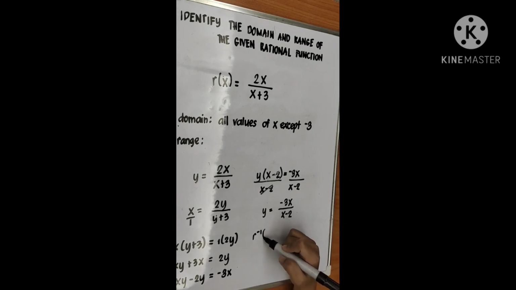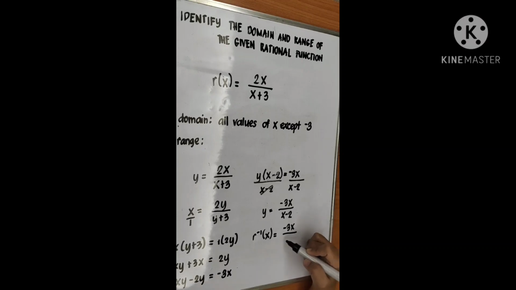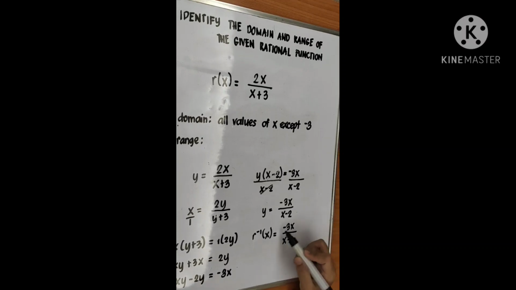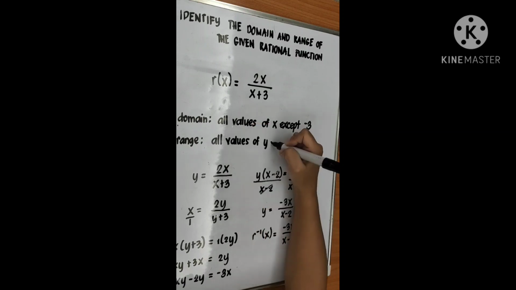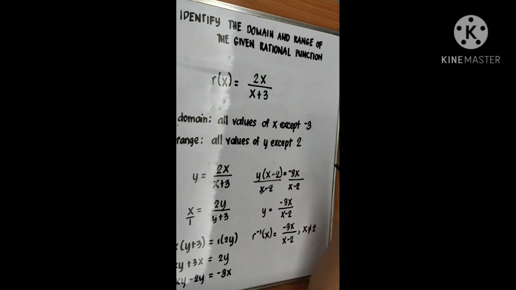r to the negative 1 of x is equal to negative 3x all over (x minus 2). So since this is a rational function, this means that it has a restriction in its domain. Here, x should not be equal to 2, because if x is equal to 2, this will give us a 0 denominator. And so, since this is now the domain of our inverse, this will serve as the range of the original r of x. And so therefore, the range here is all values of y except 2.